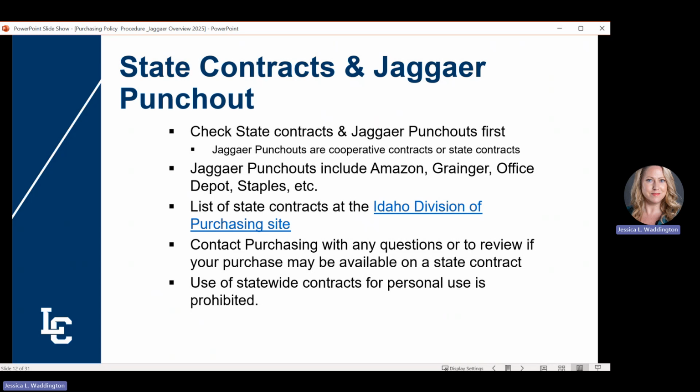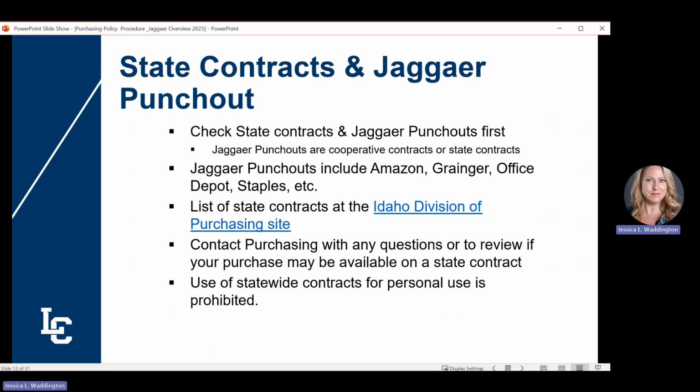State contracts are contracts that the Idaho Division of Purchasing has negotiated on behalf of all agencies of Idaho. You always want to check the state contracts and the Jagger punchouts first for purchases that you might need to make. The Jagger punchouts are backed by cooperative contracts or the state contracts. A few examples of the Jagger punchout include Amazon, Grainger, Office Depot, and Staples.